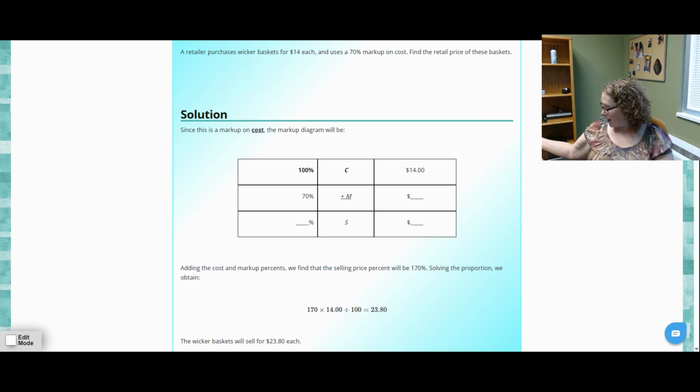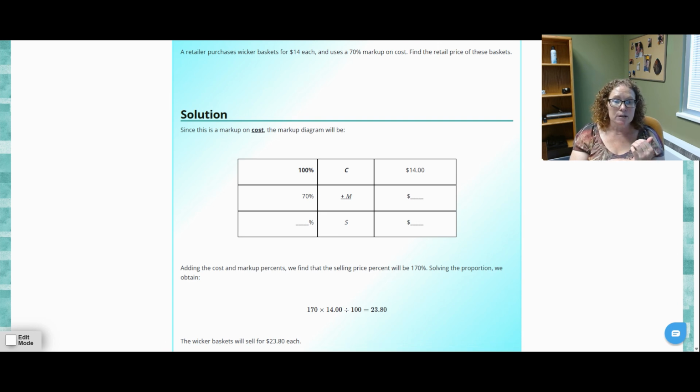Now I do have a way I like to set up proportions, and you can use the chart to do it. I think in percent change, if you remember, it looked at what rows are we going to use. For this example, we're going to use the first row and the third row because we know we're starting at 100%, going to 170.